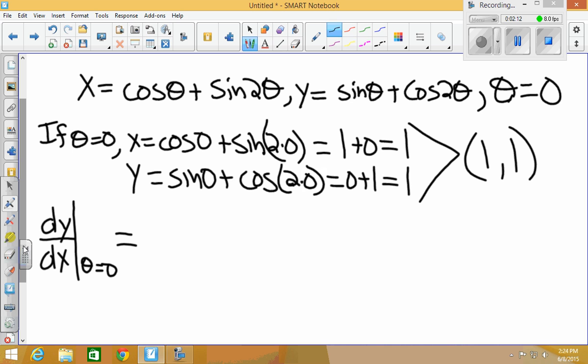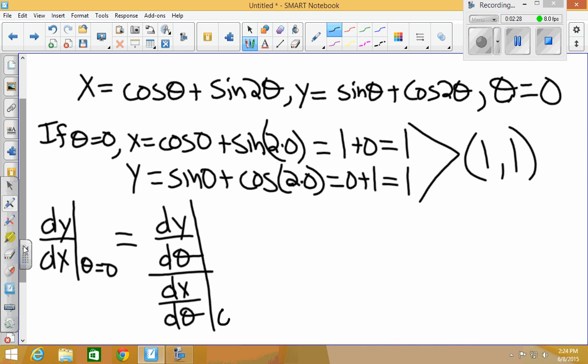Remember that dy dx is equal to dy d theta, the parameter is theta this time, divided by dx d theta. This is how we find the derivative if we're given a set of parametric equations, and then we're going to evaluate that when theta is 0.